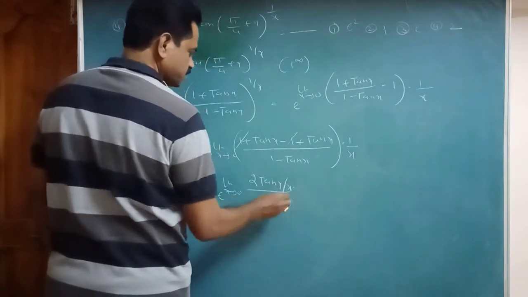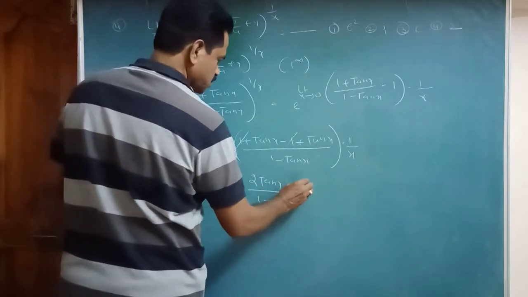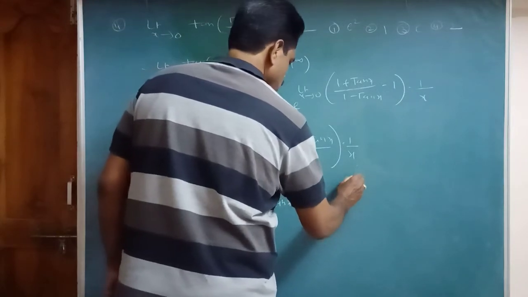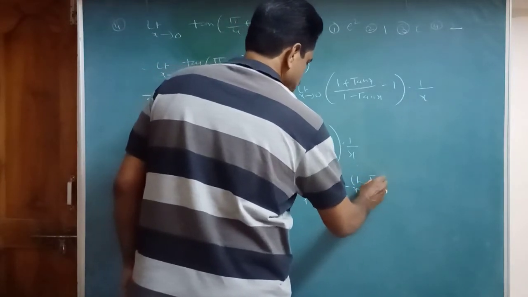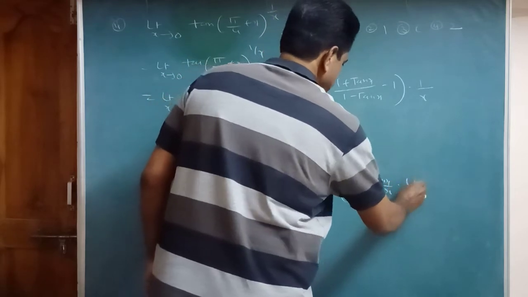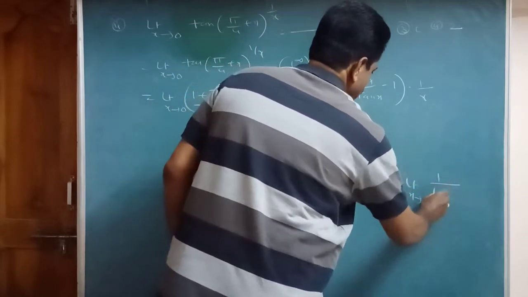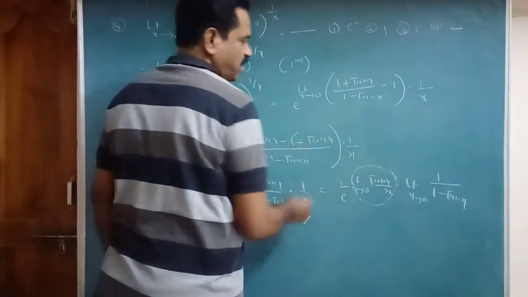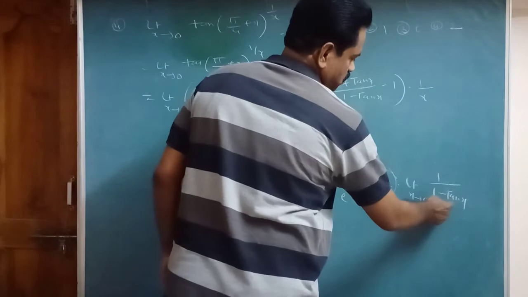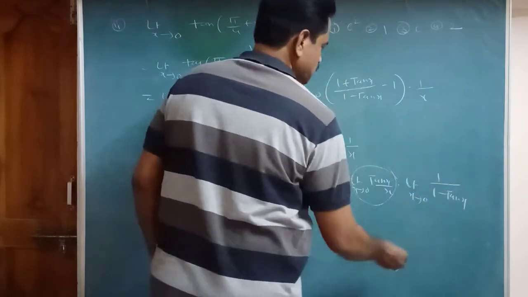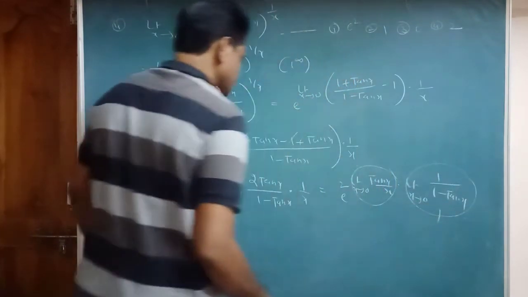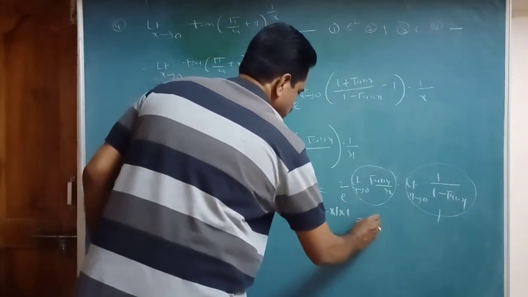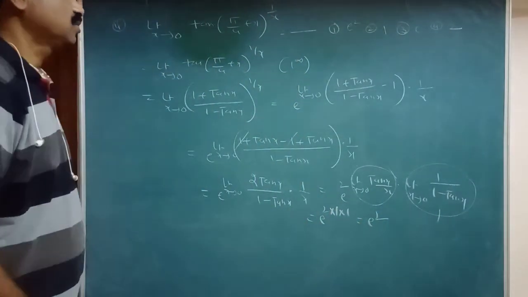Write the 1/x here. So that equals 2 into limit x tends to 0 of tan x/x, next limit x tends to 0 of 1/(1 - tan x). We know that tan x/x is how much here? 1. x is 0, tan 0 is 0, so 1/(1 - 0) is 1. So whatever this value is, how much here? 1. So that equals e power 2 into 1 into 1. That is how much here? e square. So first option is correct.